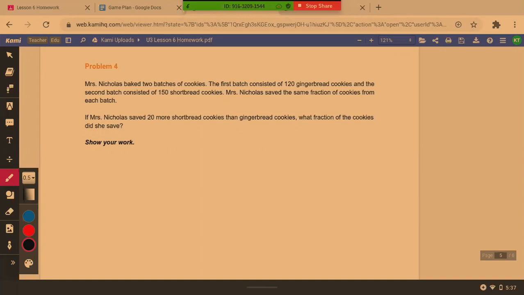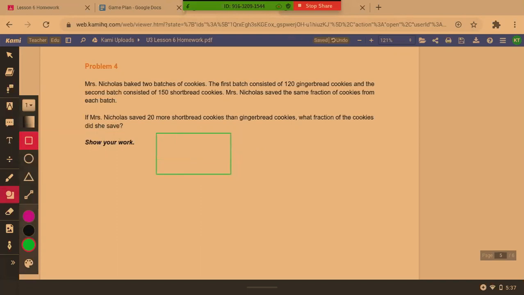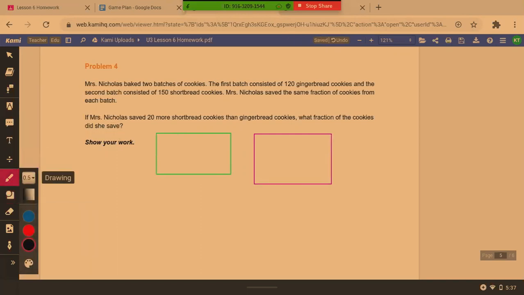So let's start off with the information we do know. So first batch of cookies, 120. I love the smell of gingerbread cookies. I'm just going to put ginger. And then on the second batch, she did shortbread. Okay, there we go. And the question wants to know, what fraction of the cookies did she save?